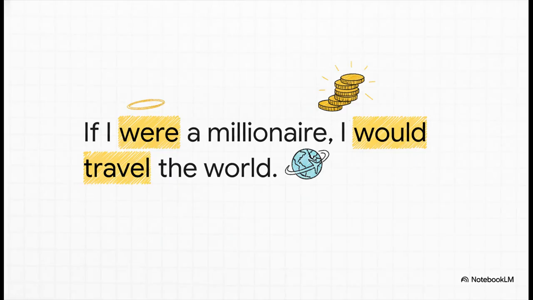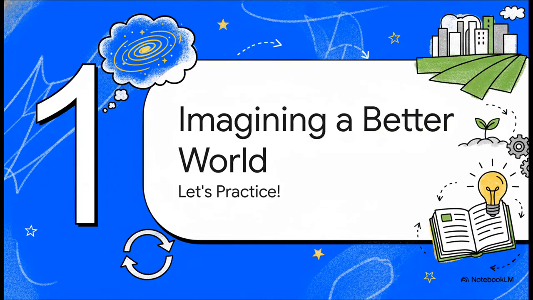situation. Let's see that golden rule in a full sentence. If I were a millionaire, I would travel the world. It just sounds a little classier, a little more polished, and it's the absolute key to mastering this whole structure. All right, so we've used this for our own personal daydreams, but this grammar is powerful enough to imagine much bigger things, like a better world. So let's do a little practice and see how we can build on this.